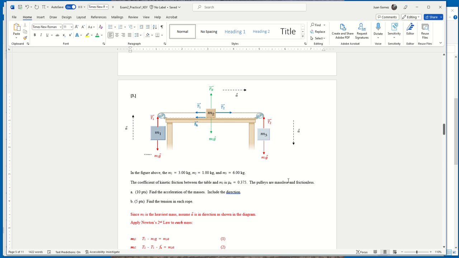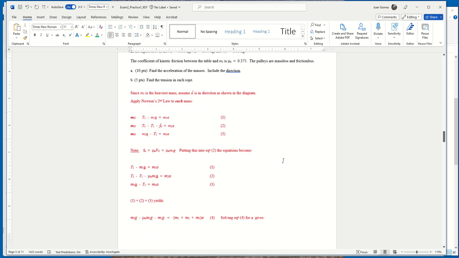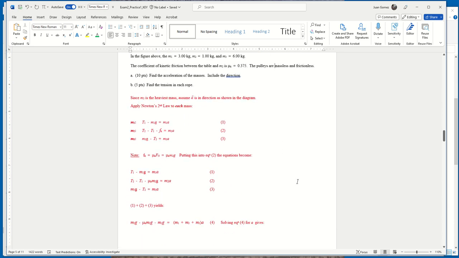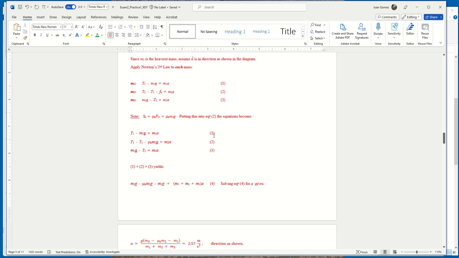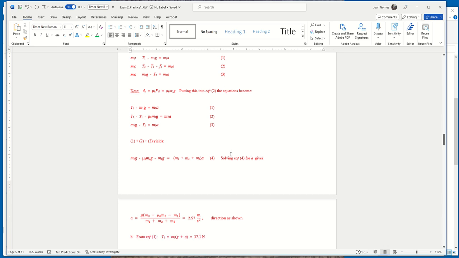And we're not out to trick you. Typically, it's pretty obvious that because M3 is twice as heavy as M1, when that system is released, they will accelerate as we chose. And because A came out positive, we're correct. So we got A. Now we need T1 and T2. Now we know A, so you can use equation 1 to get T1, and then you can use equation 3 to get T2. That's what I would do.